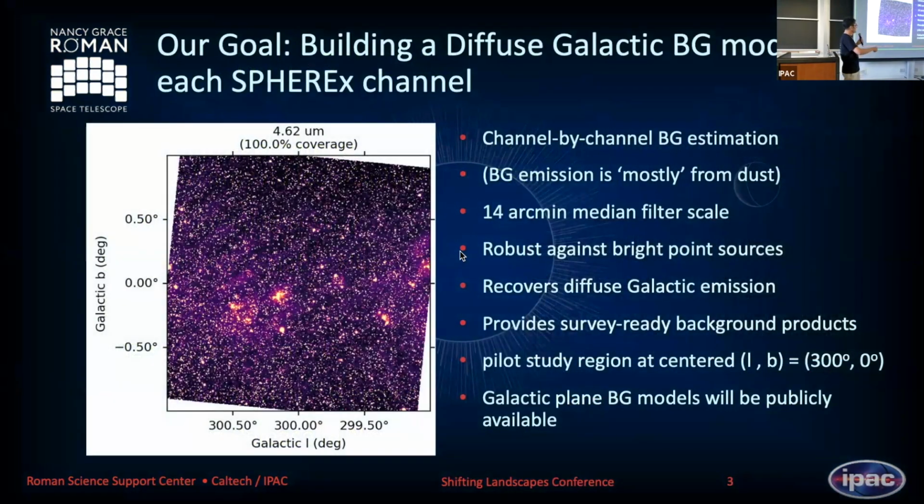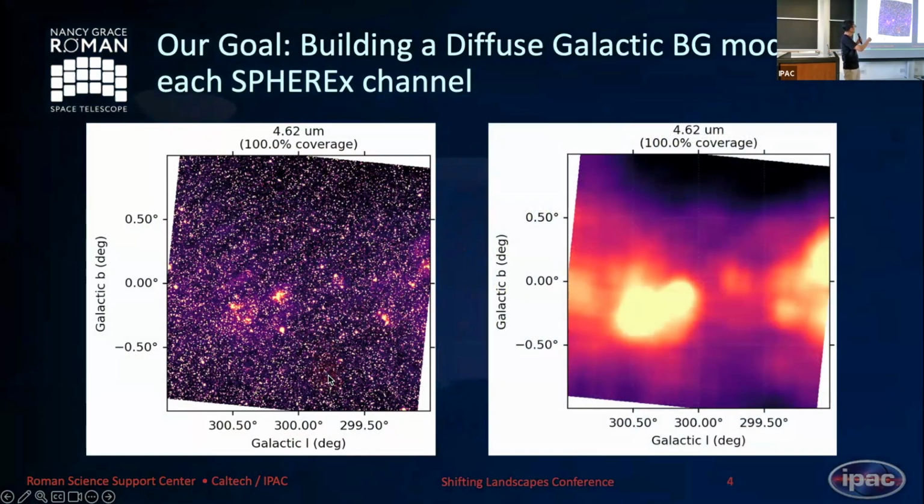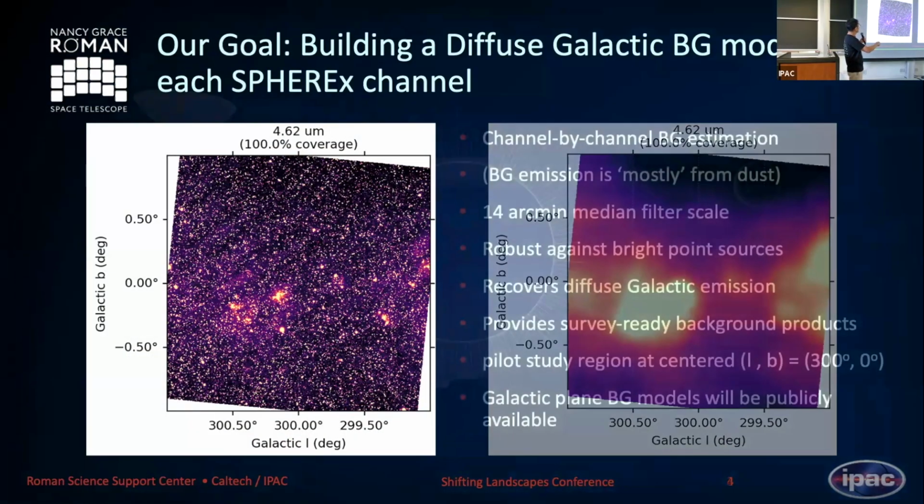This is the SPHEREx data toward our pilot study location, centered at galactic longitude 300 and latitude 0. It is about a 2 degree by 2 degree location, and you can see a lot of really big point sources. Probably one point source is around the size of the Roman detector. But anyhow, we have those nice data.